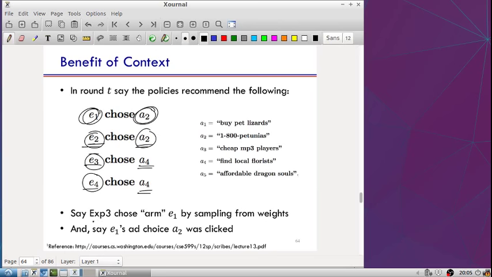So say EXP3, or a particular MAB algorithm, chose, let's say, the first policy, because it can only choose policies. This algorithm, by sampling from weights, is not very important. Say it chose the first policy. UCB can choose the first policy, Thompson can choose the first policy, that's it. And say the first policy's action is A2. This is what I wrote here. So you show that ad, and let's say that ad is actually clicked.